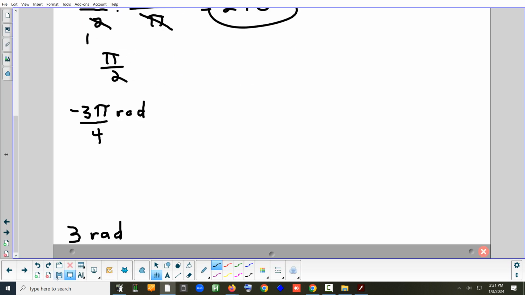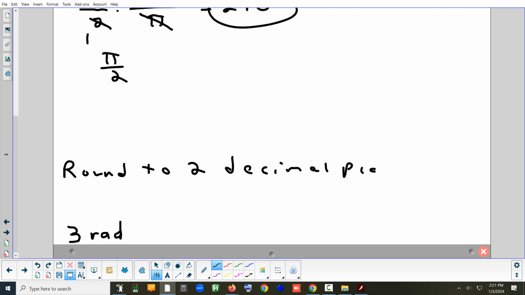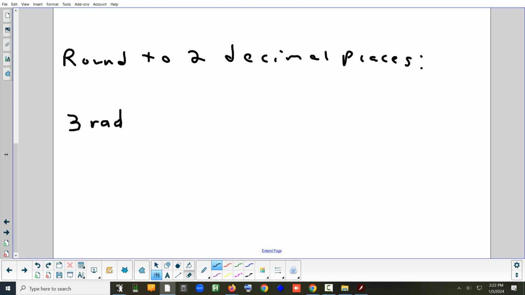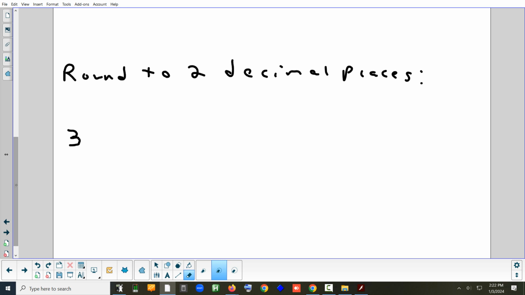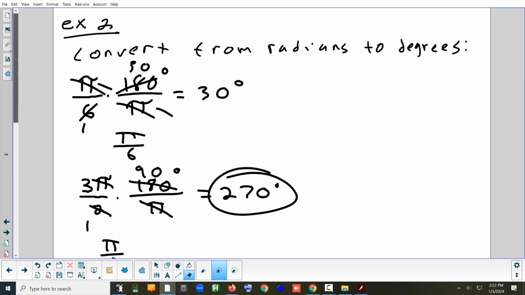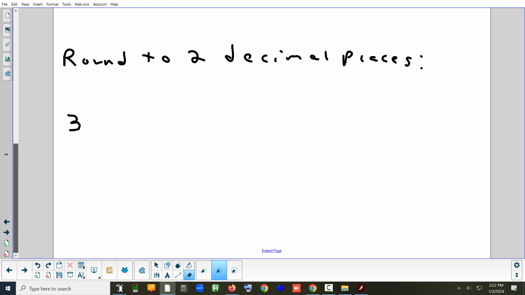All right. And let's do one with a decimal. So round to 2 decimal places. Now you should know what that is just by looking at it. It's 3 radians. But if you didn't, you could always look at the directions. And the directions are telling you convert from radians. So you know you're starting in radians. But there's no degree symbol there anyway. So you should know that that's a radian.